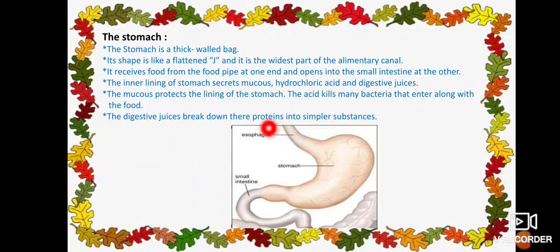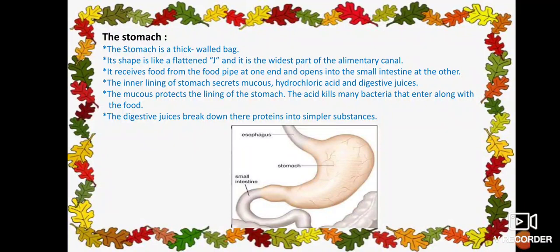That means what we have understood now is that inside the stomach, mucus, hydrochloric acid and digestive juices are secreted. Mucus protects the inner lining of the stomach, and the acid produced in the stomach kills the bacteria which enter along with our food. And what does this digestive juice do? It breaks down proteins into simpler substances. This is about stomach.